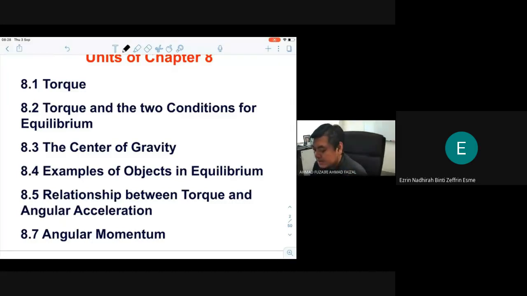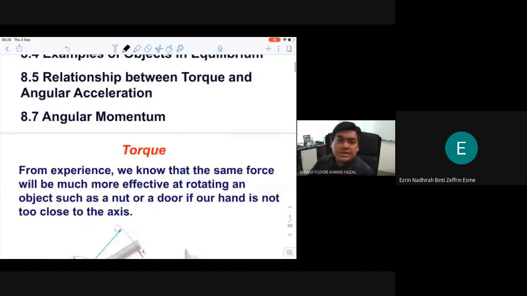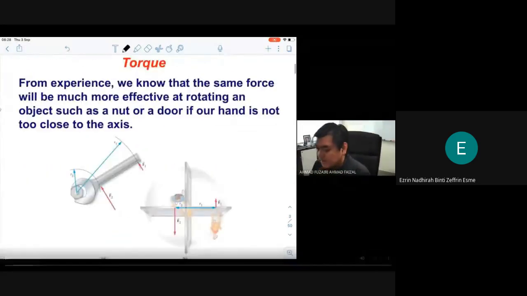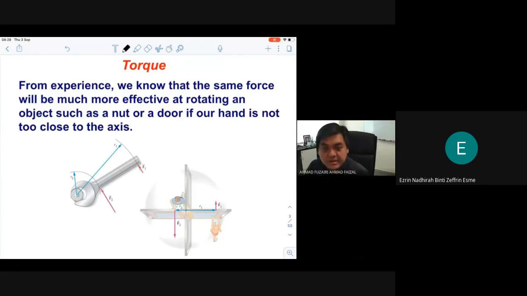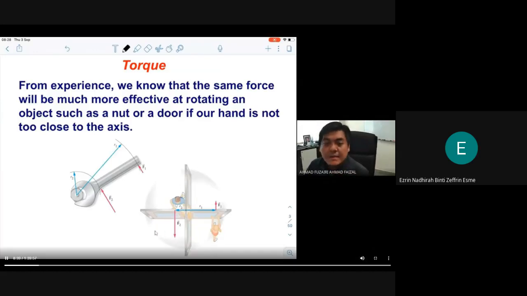Basically, torque. You always know what torque is, because I think most of you already learned about torque, not really learned, but you know the word torque.